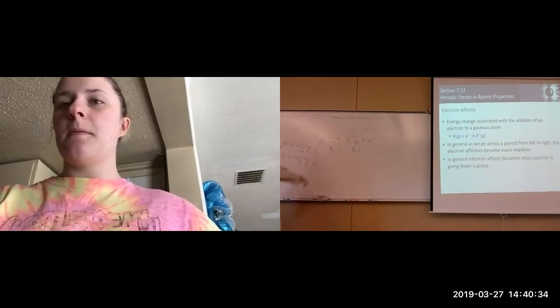Electron affinity. This was ionization energy. So you start with a neutral gas atom, and you remove an electron. How much energy does it take? For electron affinity, you start with that same neutral atom, but in this case, you say, how much attraction is there for an electron? Put the electron on this side.